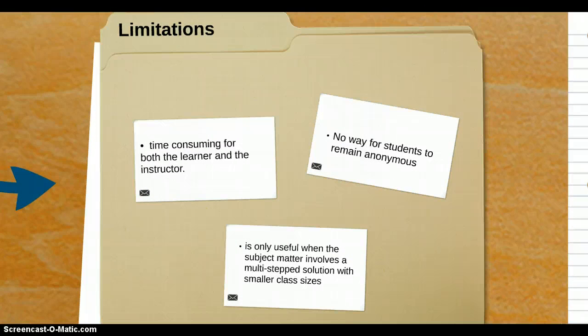As with all strategies, there are some limitations. It can be very time-consuming for both the learner and the instructor, and because of this, the students may expect that they should receive marks for it. Also, depending on the personality of the student or students involved, they may be hesitant to participate as there is no way to remain anonymous. If the video were not to be shared with class but was only for the instructor to critique, this may be helpful. This technique is only useful when the subject matter involves a multi-stepped solution and works best in smaller class sizes.